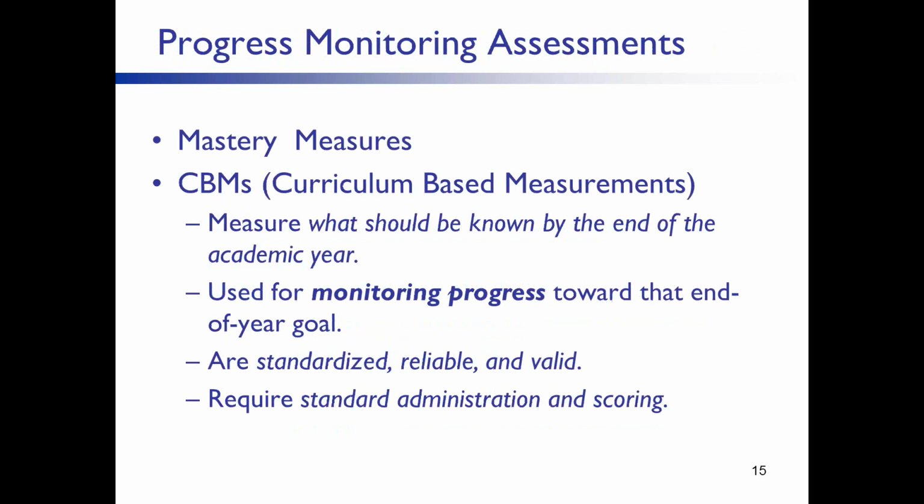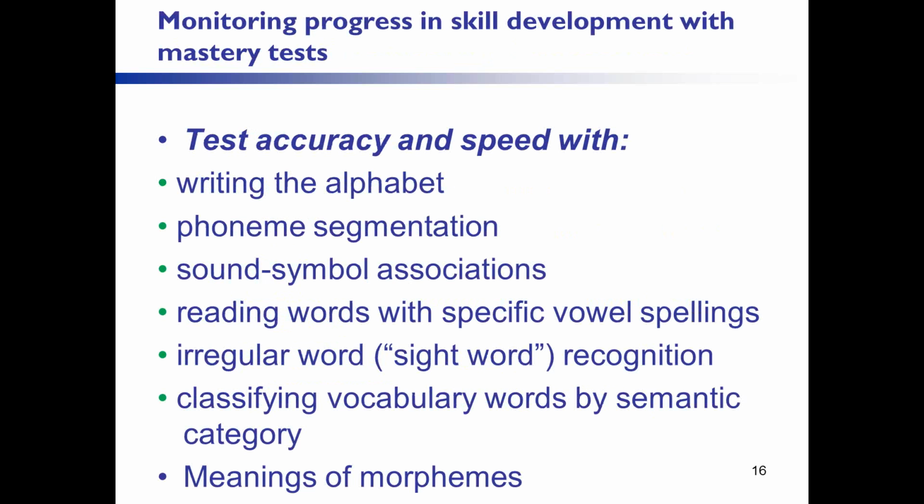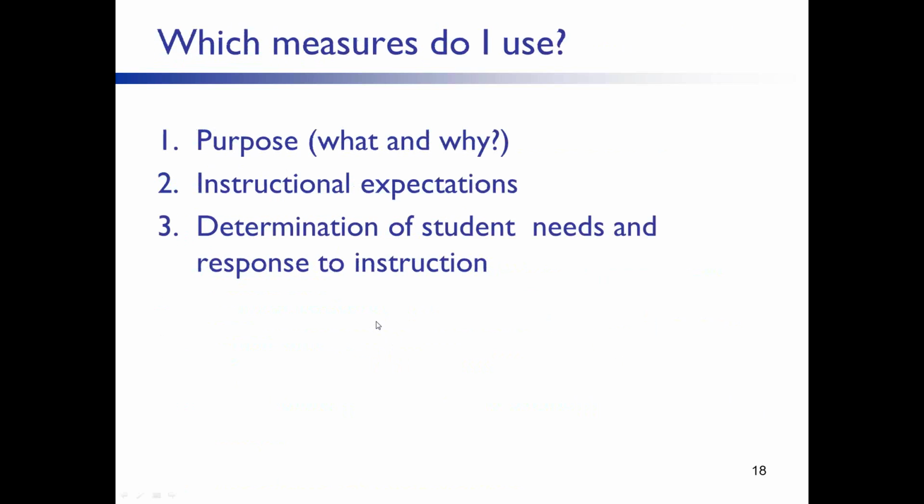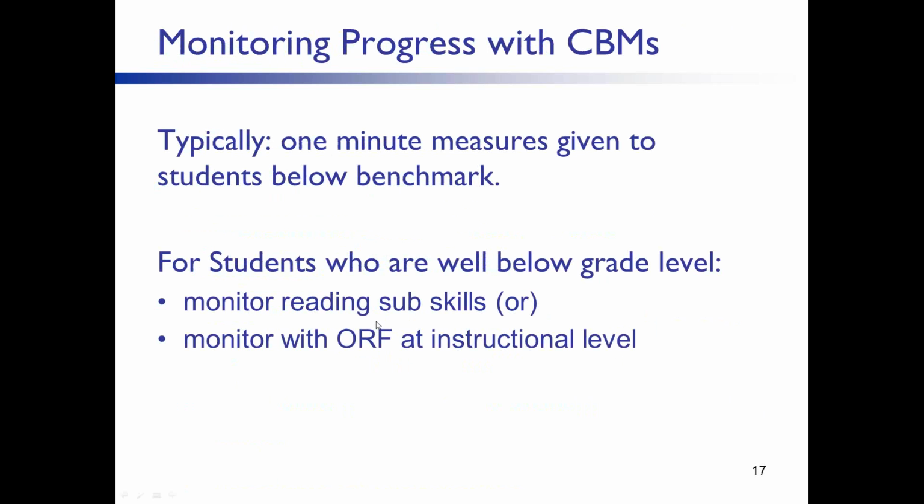This slide goes into more detail on the different types of curriculum-based measurements. As I shared with you on the Intervention Central website, you're able to review those at your convenience. When you're monitoring progress in skill development with mastery, you need to look at test accuracy in writing the alphabet, phoneme segmentation, sound-symbol association, reading words with specific vowels, irregular words or sight words, classifying vocabulary words by semantic categories, and meaning of morphemes. Again, as you go through the Intervention website, you'll see different tools to do these things.